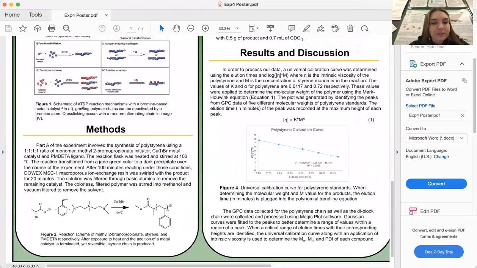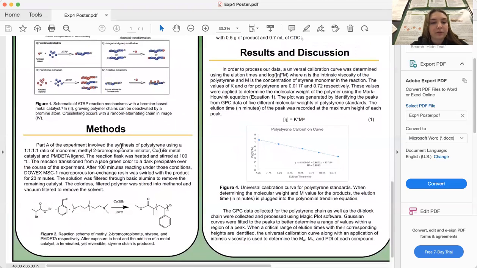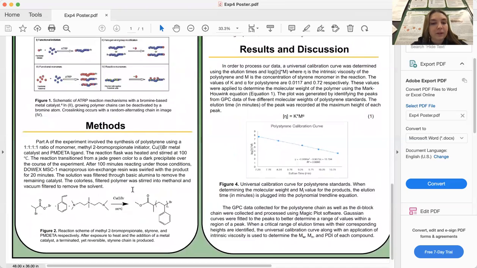As far as our methods, part A of the experiment involved synthesizing that polystyrene chain, where it was stirred at 100 degrees Celsius for 100 minutes, and the reaction flask turned from a jade green color to a dark precipitate over the course of the experiment. And right here is a schematic of the reaction process.